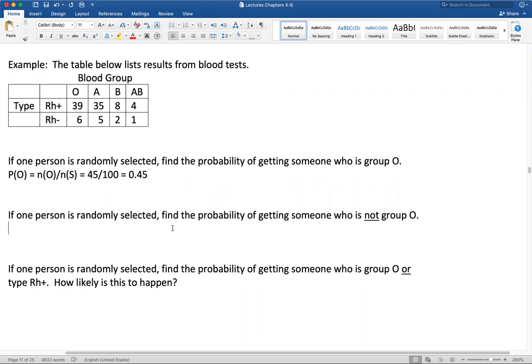So next one, if one person is randomly selected, find the probability of getting someone who is not group O. Then P of O prime, the complement. We use the rule for complement, which is 1 minus P of O, right? That's going to be 1 minus 0.45, which is 0.55, right?